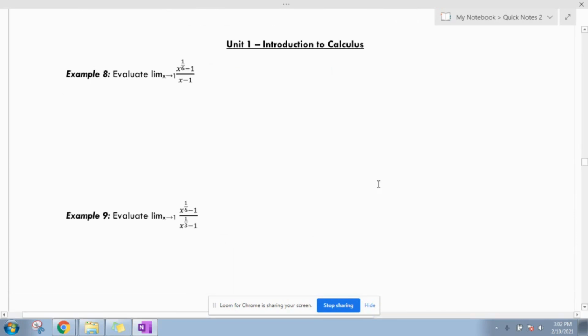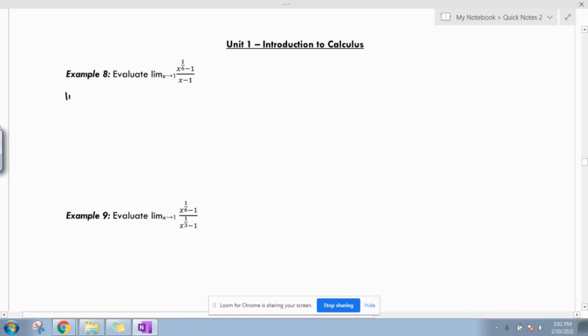Let's take a look at example 8. For this one, it says evaluate the limit as x approaches 1 for x to the exponent 1/6 minus 1, all over x minus 1. Again, we notice there's a fractional exponent, which means we may have to use the change of variable like we did in example 7, but we don't know. Let's try out direct substitution first, and if we get an indeterminate form, then we'll think about it.